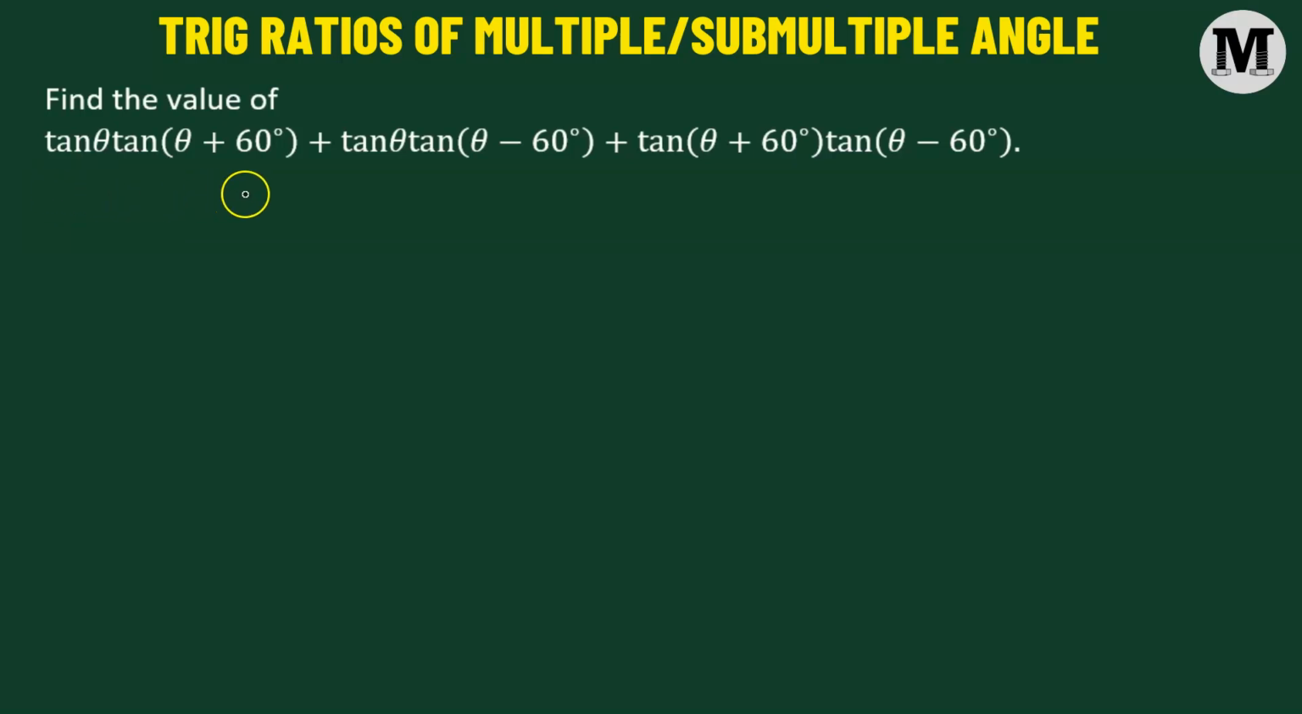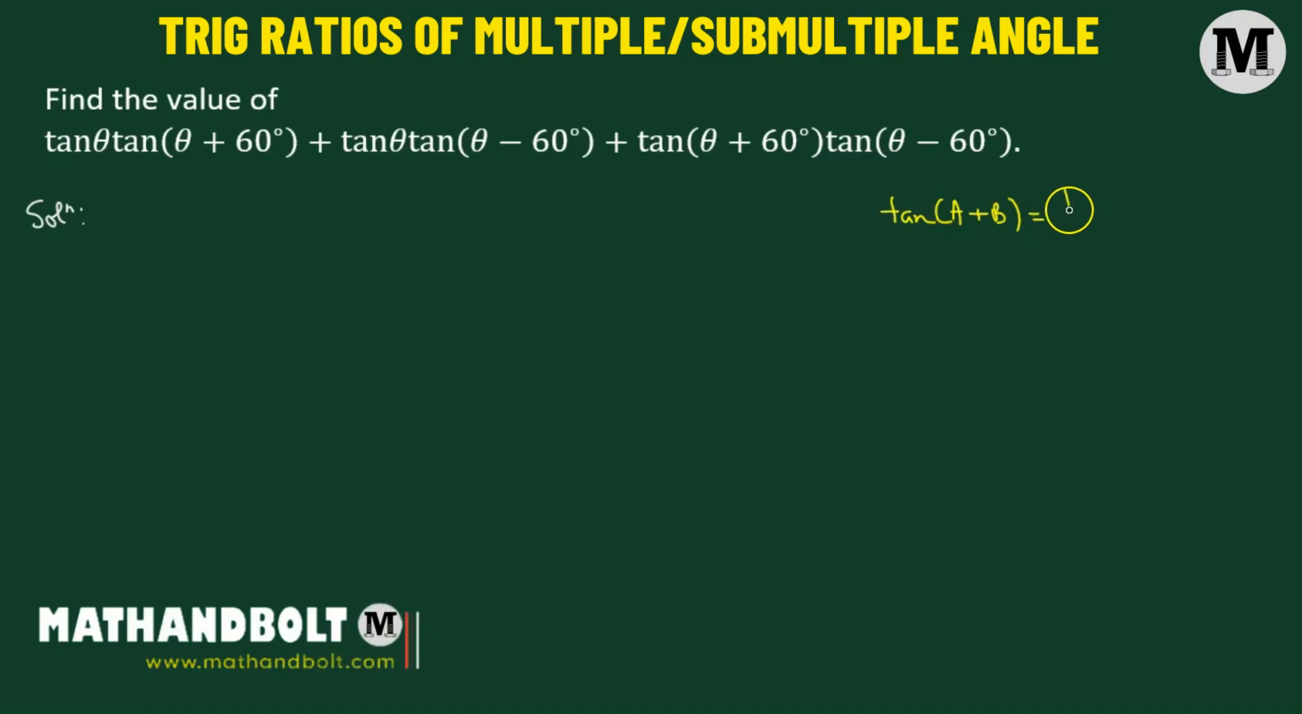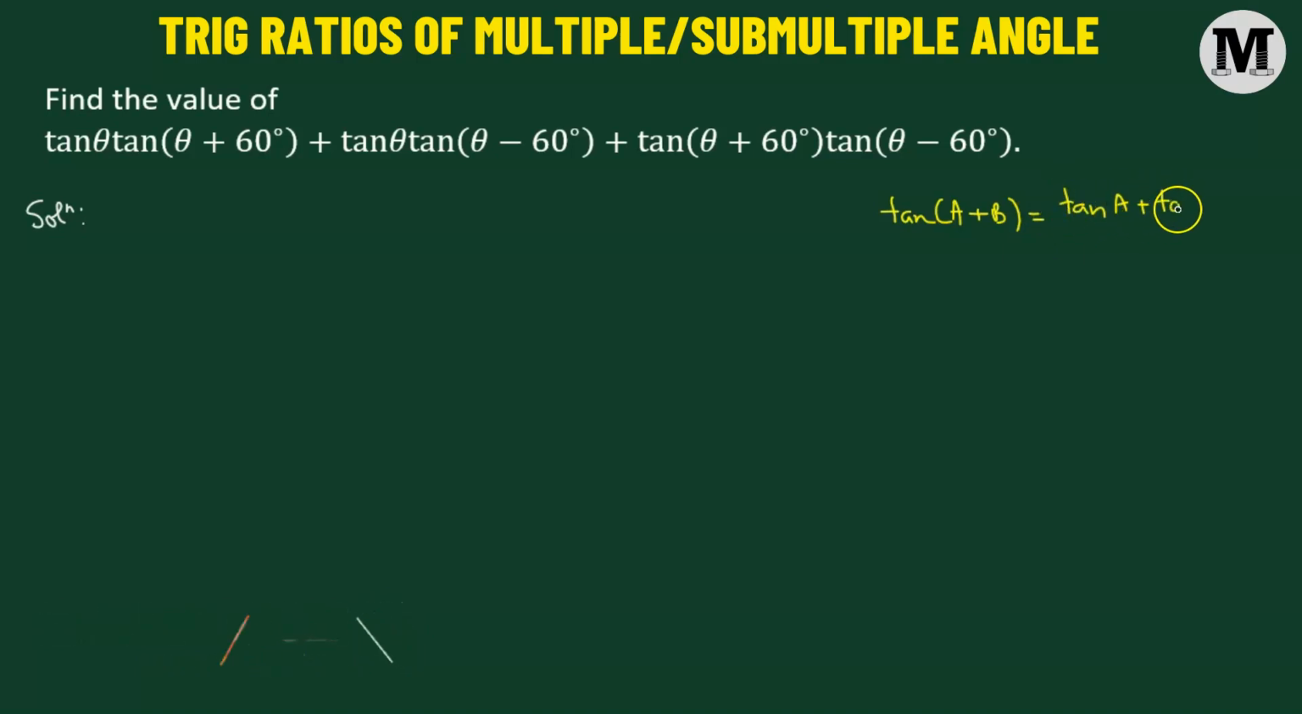We need to find out the value of the given trigonometric expression. Let us begin. So here we're going to use a formula, tangent of A plus B. This is given by tangent of angle A plus tangent of angle B divided by 1 minus tangent of angle A times tangent of angle B.